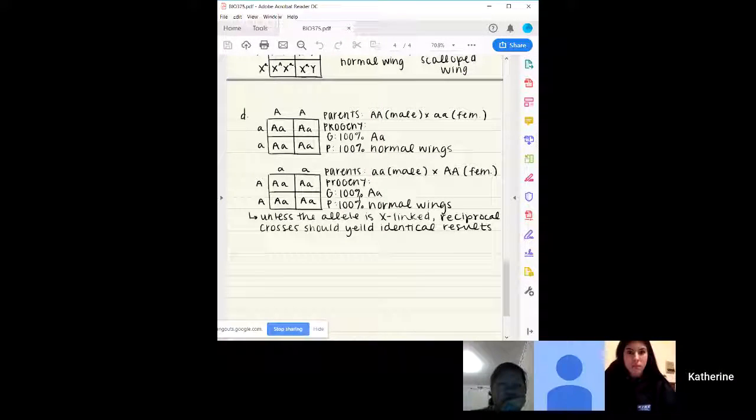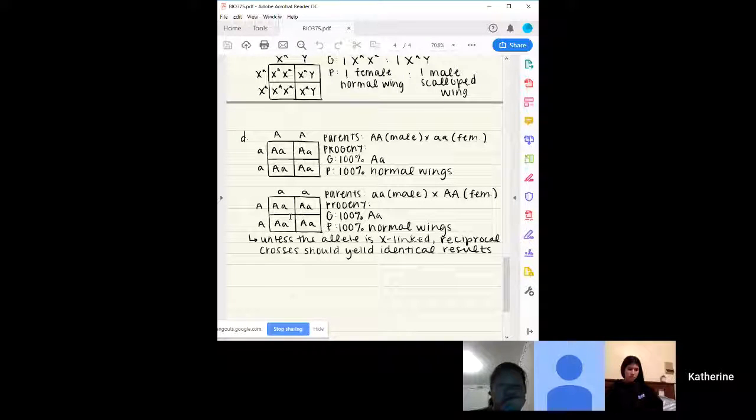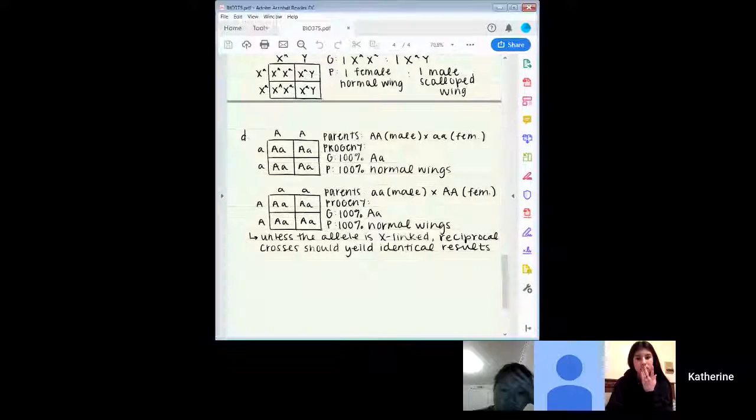Wait, maybe I'm still confused on reciprocal crosses. So when you do a reciprocal cross, you switch the dominants to recessives and the recessives to dominants? Yes, and if gender is involved, you switch the gender. And the point is to see if it's on a sex chromosome or a regular chromosome, right? Yes. Okay. Here, let me pull up the teacher's notes.